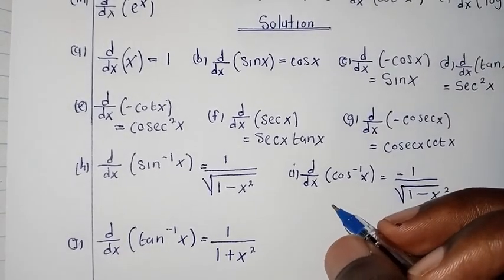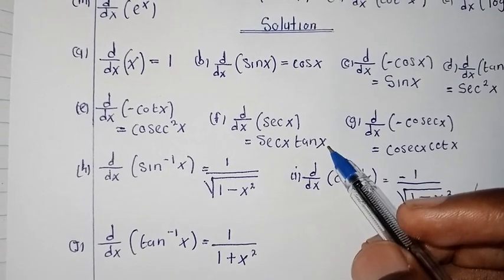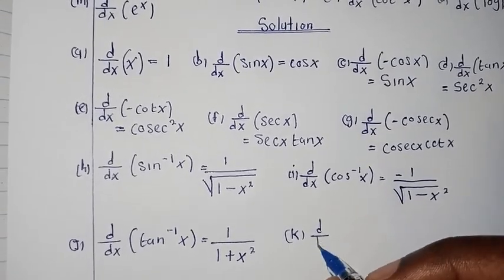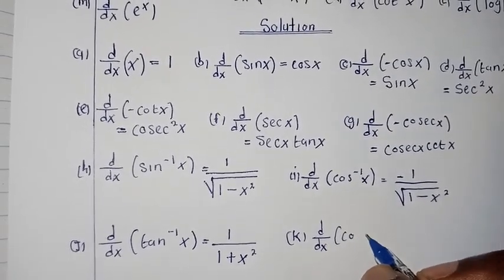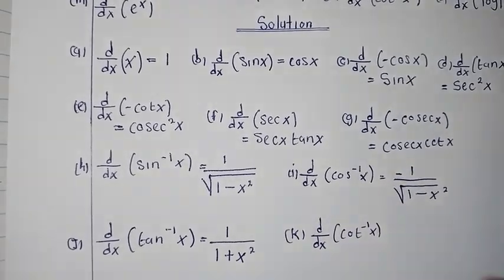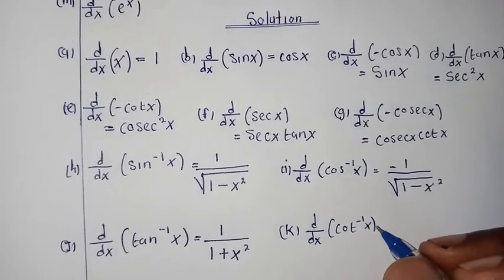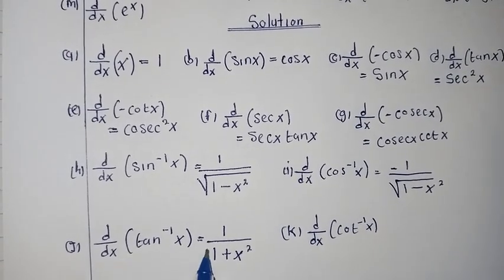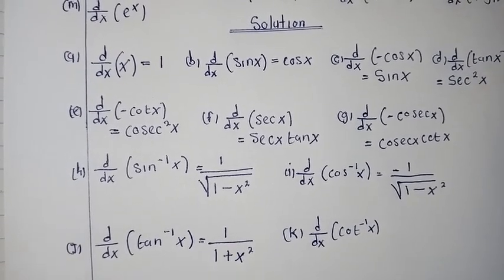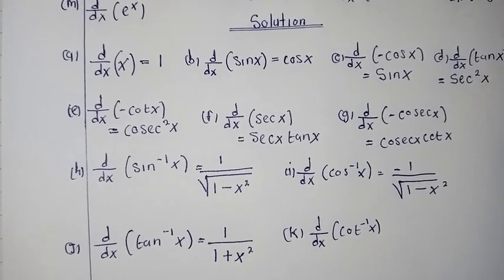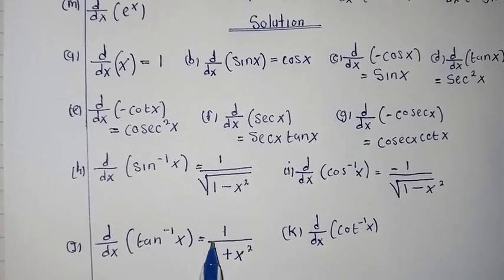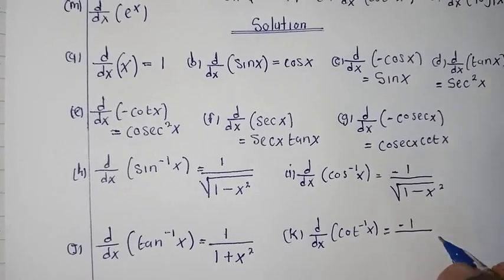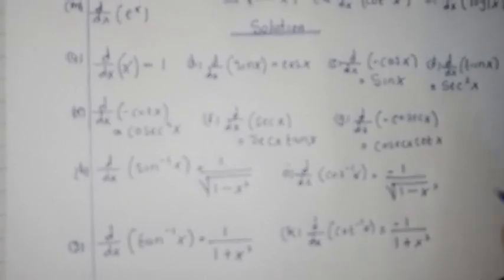Okay, so we're doing J, we go to K. K is saying d over dx of cot inverse of x. So for this one, you don't have to worry. Remember, since for tangent there was a positive, for this one you just have to consider putting a negative on top. So this one is going to have a negative, then everything is going to be maintained. So this is just the same as negative 1 over 1 plus x to the power 2.